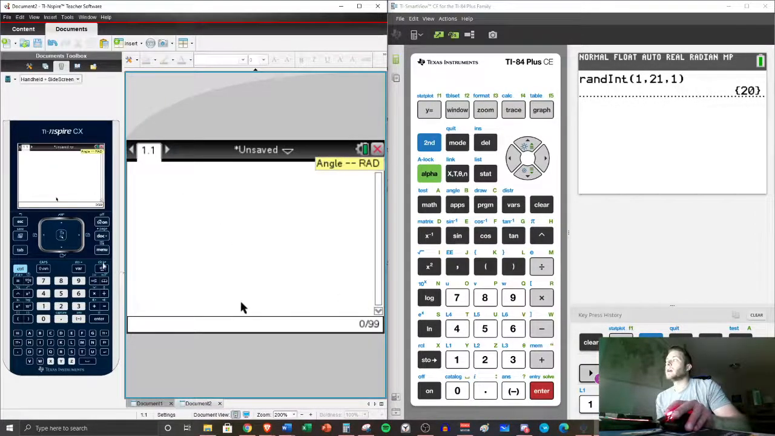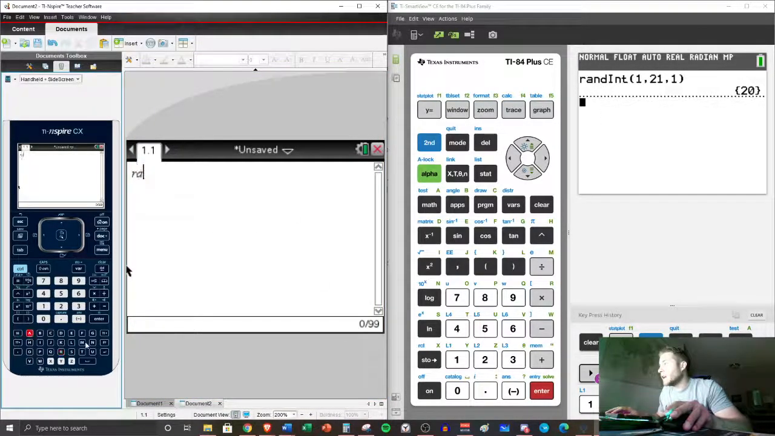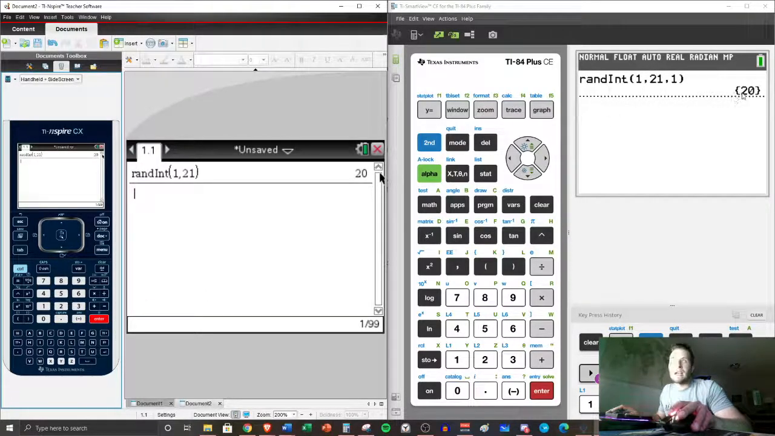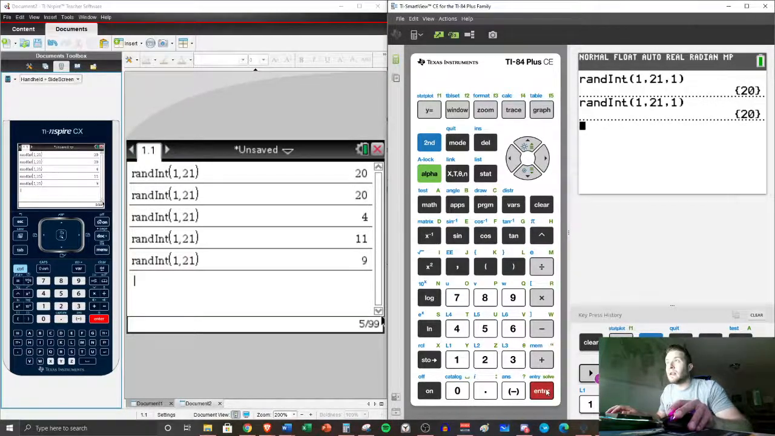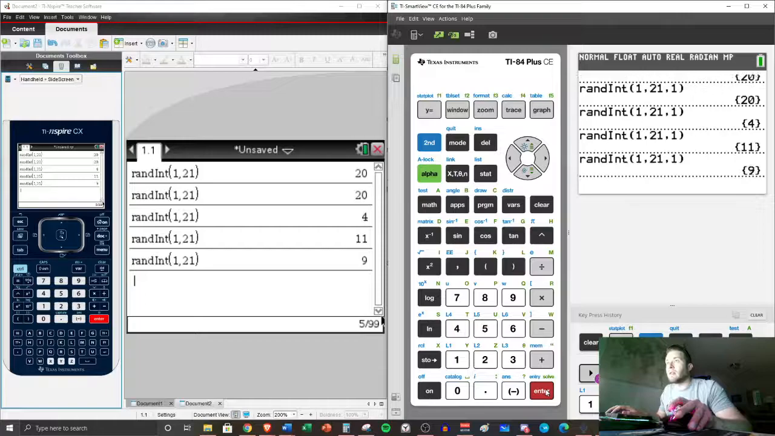Then we go over here to the Inspire, and we're going to type this. We're typing the same function, but you can use the keypad to do it. RANDINT, 1, you hit this comma button down here, 21, and hit enter. Okay. Oh, look at that. We got the exact same thing. All right. Now what we can do is if we hit enter again, it's just going to keep generating random numbers. Over here, same thing. Hit enter. It's just going to keep generating random numbers. You guys see this? It's the exact same thing.